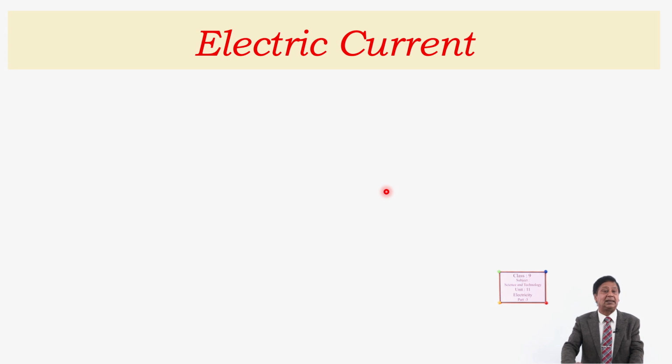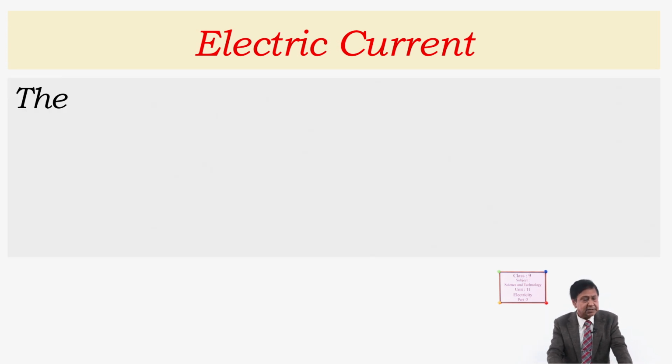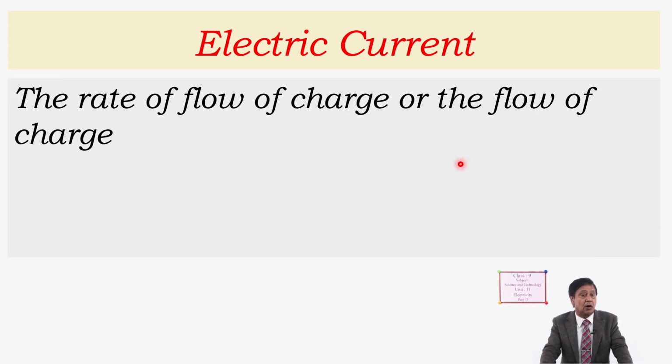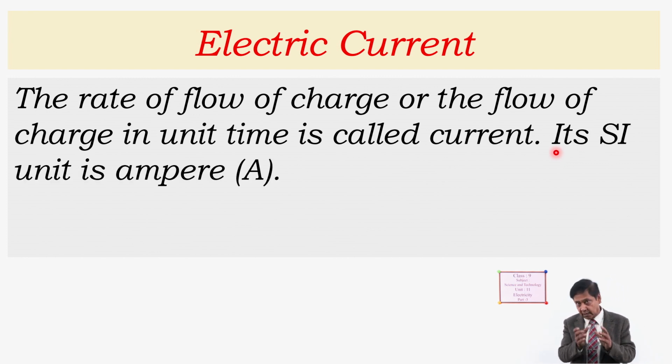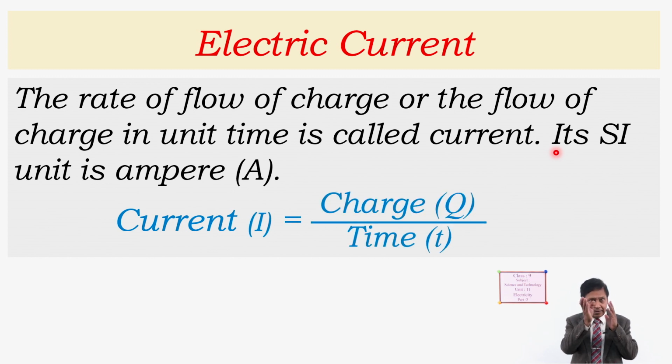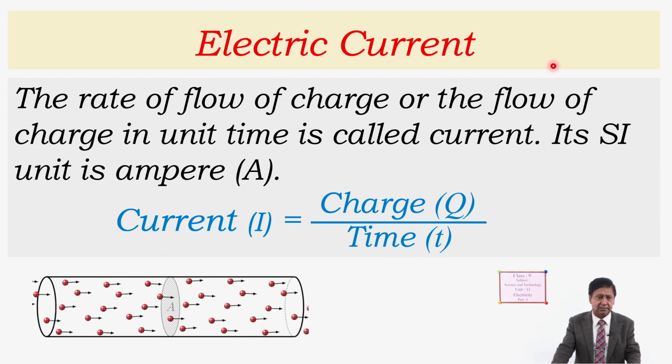Okay, what is electric current? It can be defined this way. The rate of flow of charge or the flow of charge in unit time is called current. What amount of charge flows in the conductor in 1 second time, that represents the current, and it is measured in ampere, and its formula is current equal to charge by time. It can be understood very easily by this video clip also.